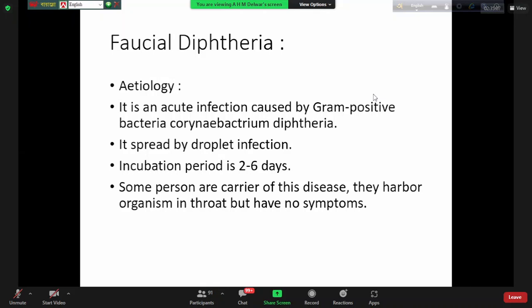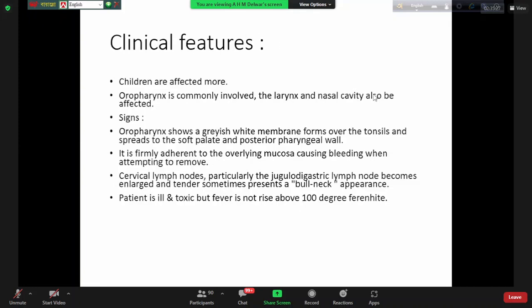So many persons are carriers of the disease, and they harbor the organism Corynebacterium diphtheriae but have no symptoms. Clinical features. Children are affected more. Since we have immunization, diphtheria is now uncommon. The oropharynx is commonly involved.